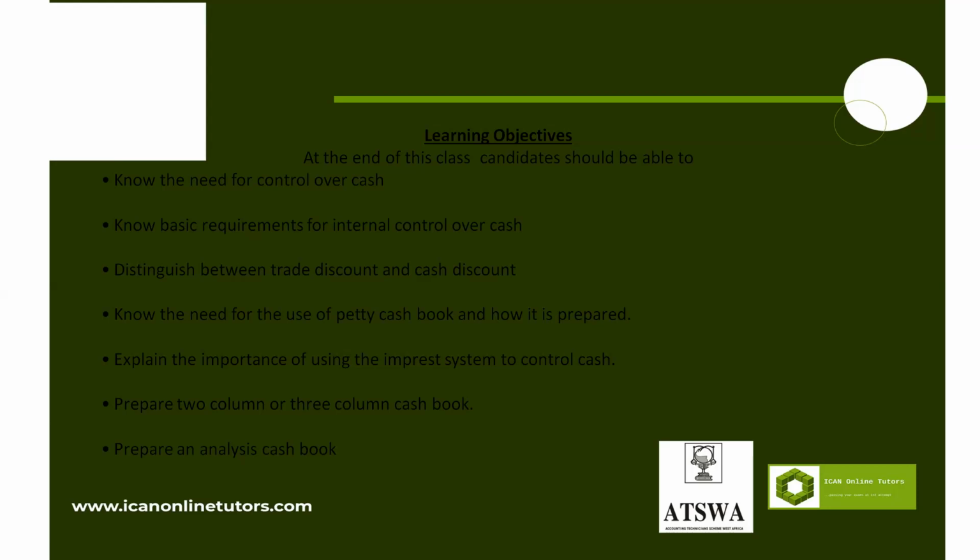At the end of this class, you should be able to understand why we need to control our cash. It's very, very important, whether as individual or as organization, you need to control your cash. Know the basic requirement for internal control over cash. Distinguish between what we refer to as a trade discount and what we refer to as a cash discount. Trade discount is to encourage you to buy in bulk.